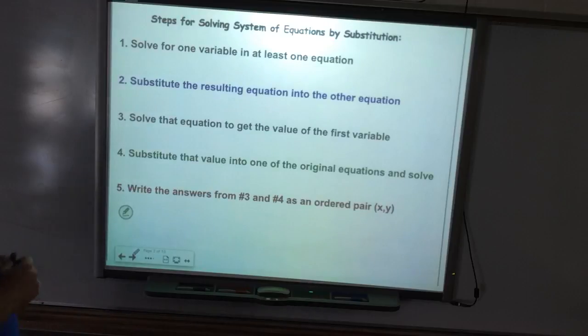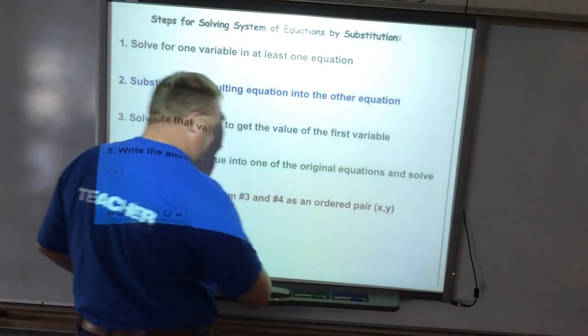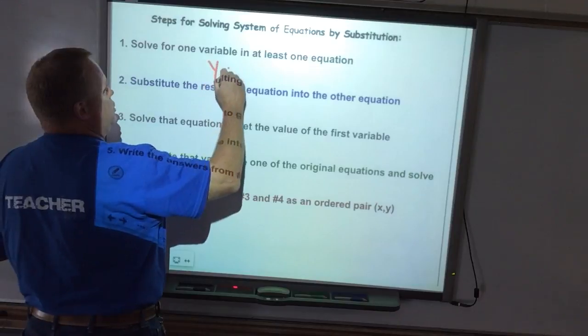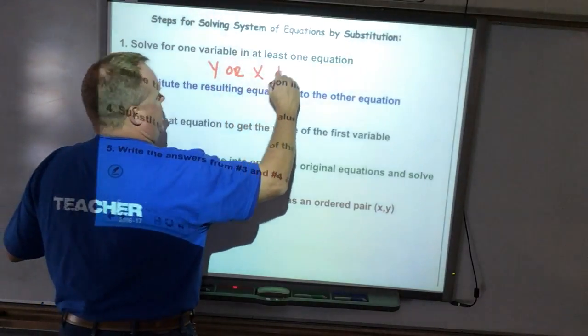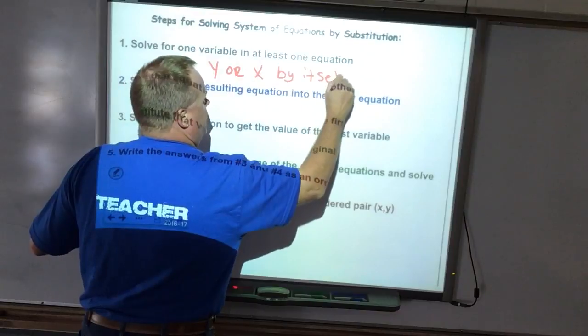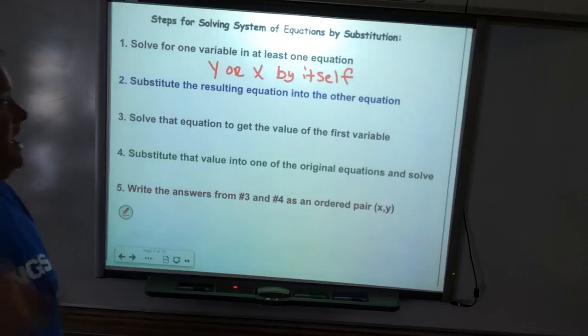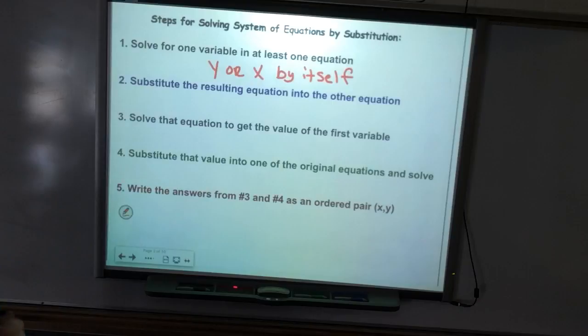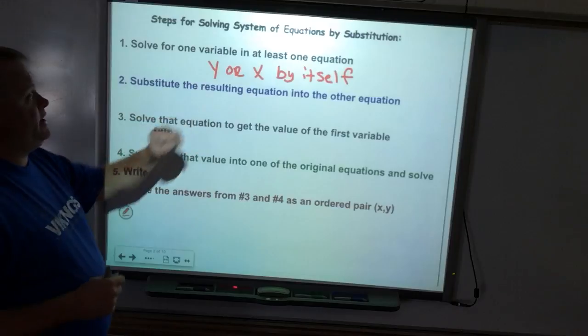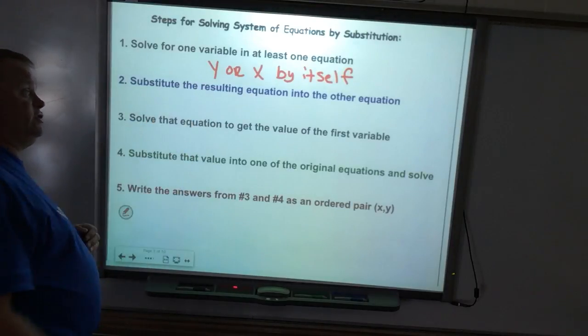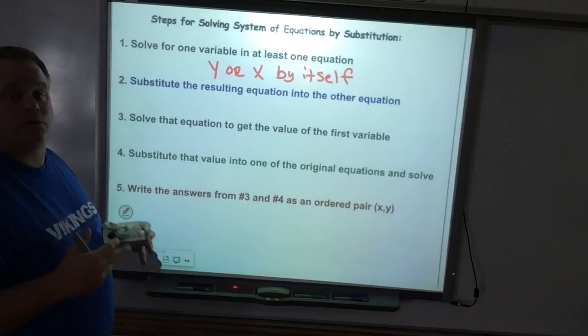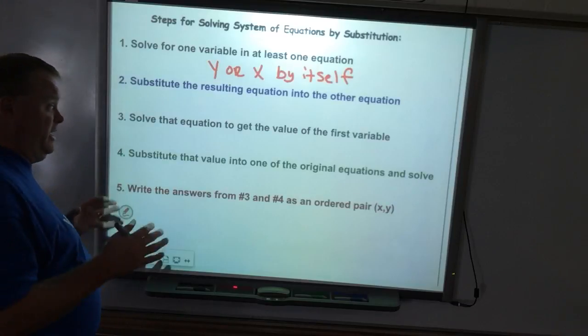All right, welcome back. The first one says solve for one variable in at least one equation. What that is saying is that I want to get a y or an x by itself. The second one says substitute the resulting equation into the other equation. When we get to the problems, you're going to see that. Step 3, solve that equation to get the value of the first variable. Meaning that whatever I wanted by itself, I've got to plug into the other equation and solve for the only variable present.